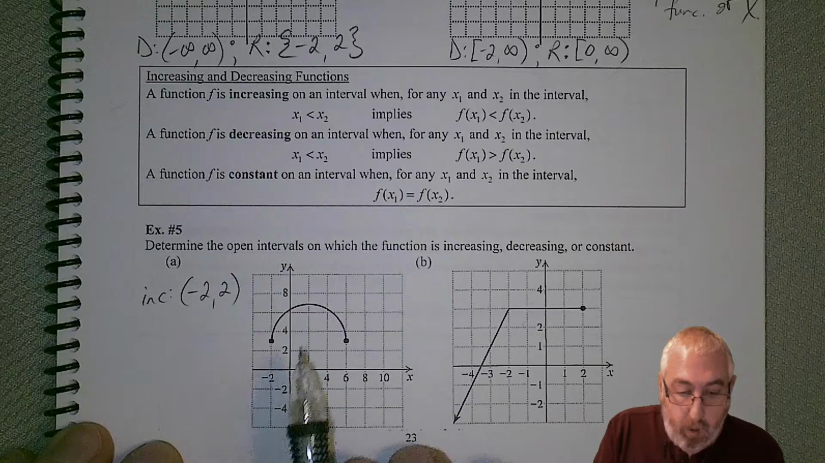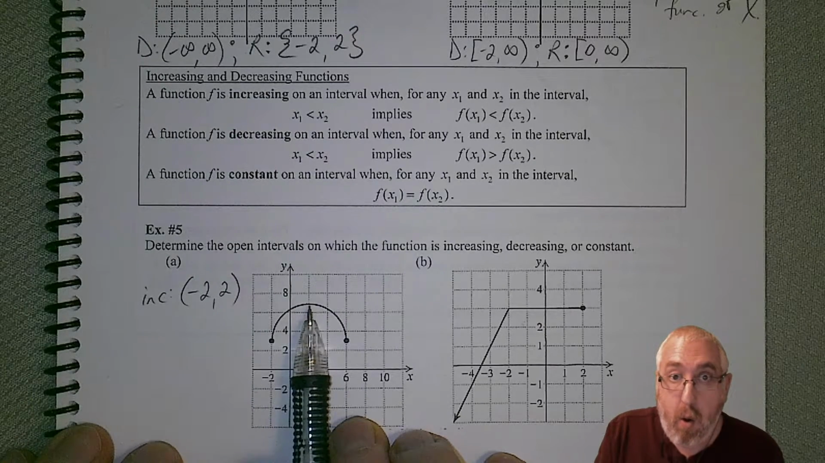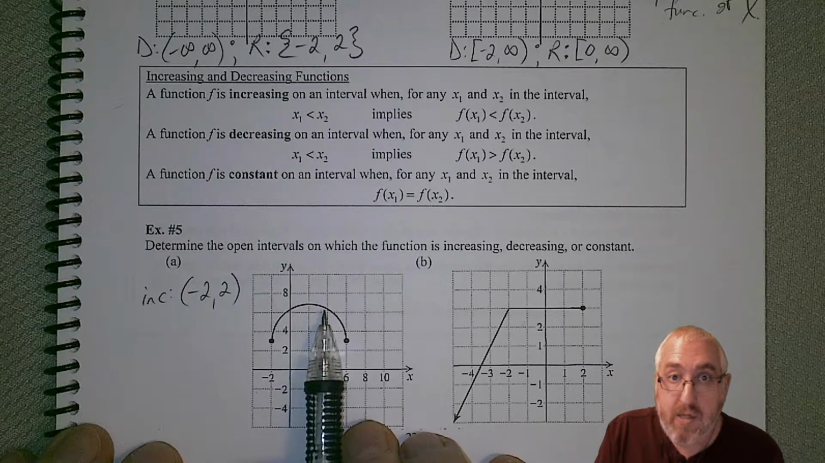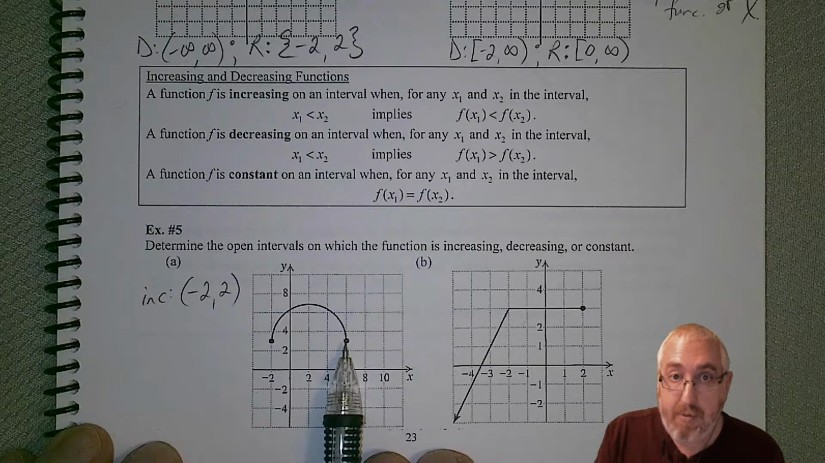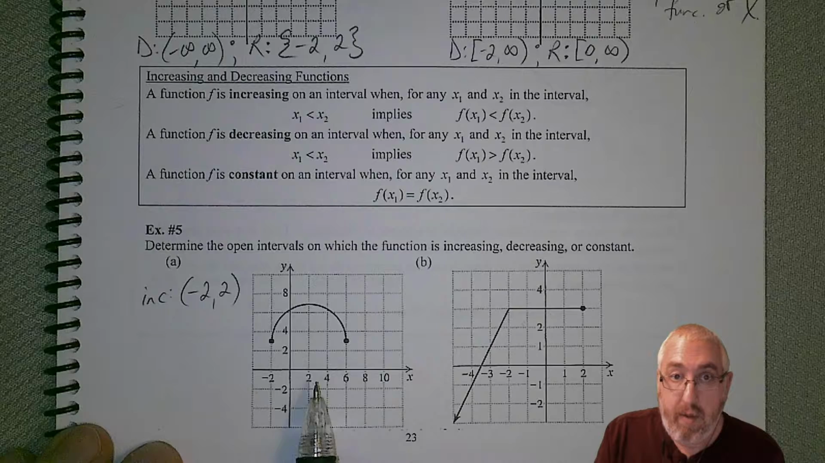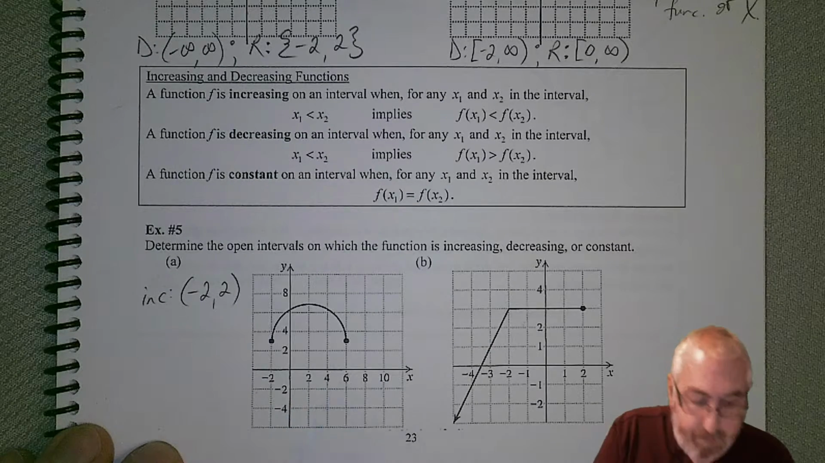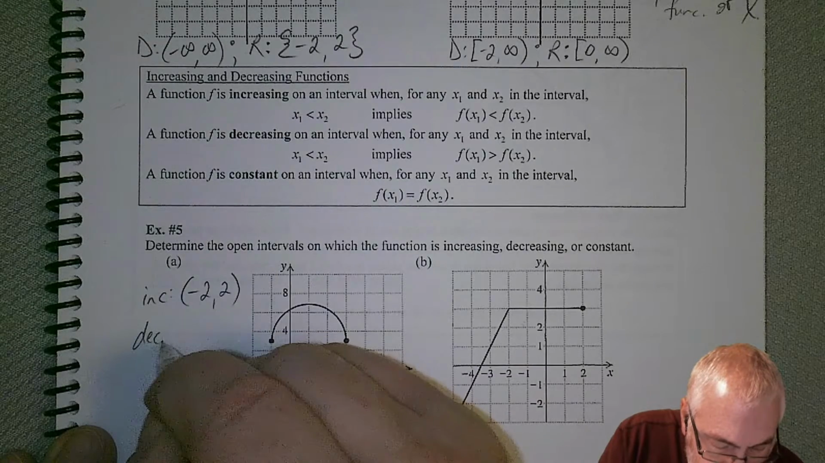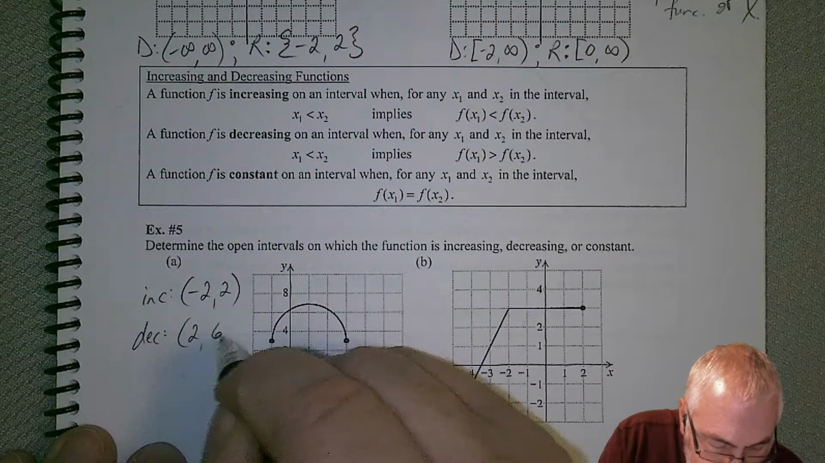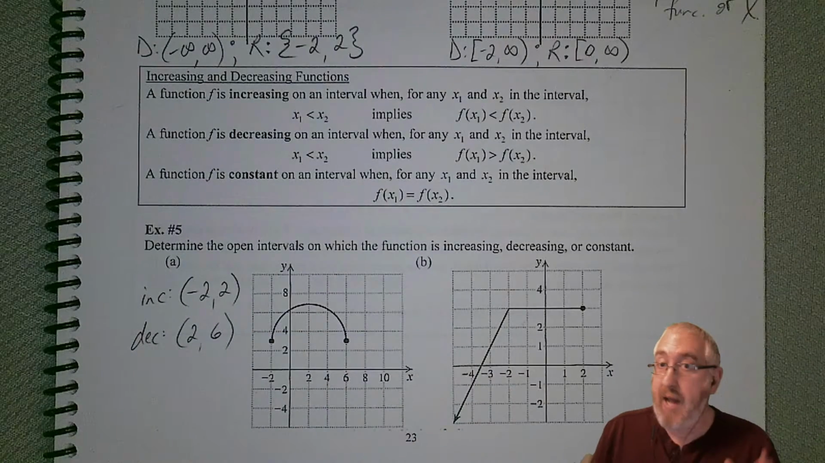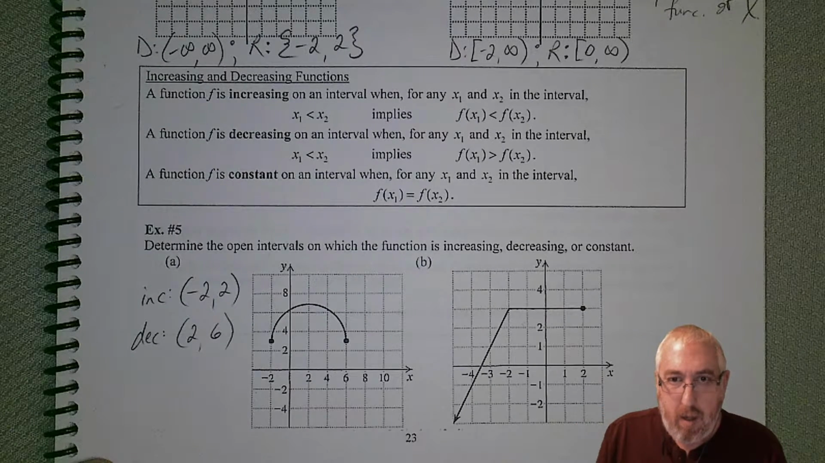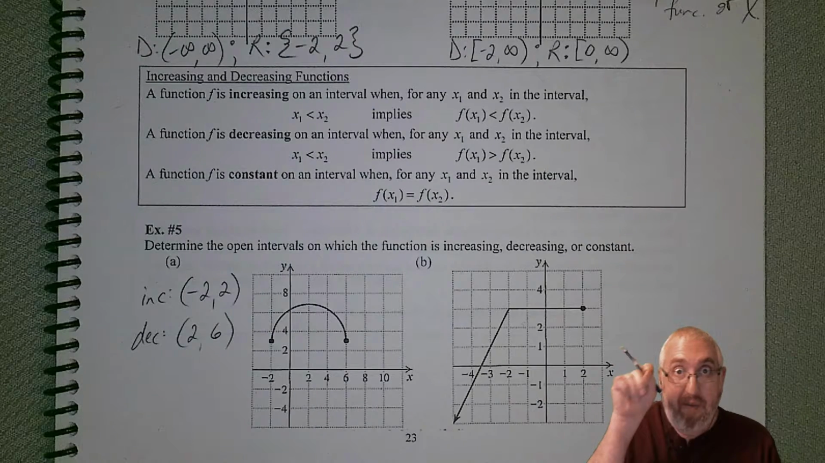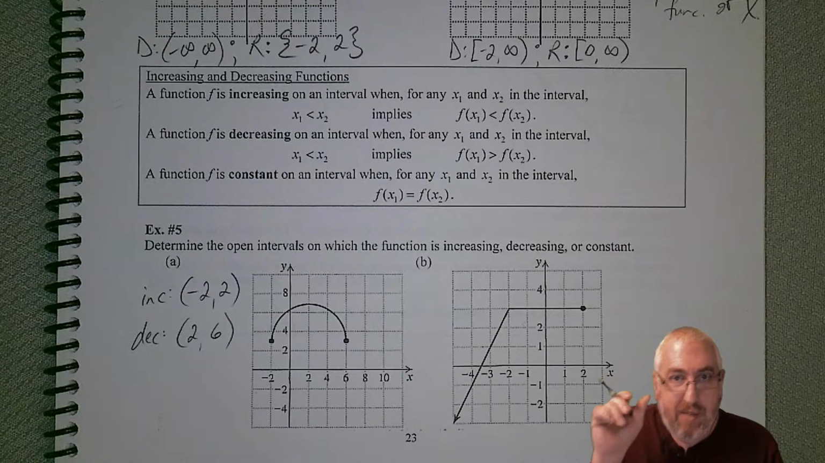And so once we get to 2 and start going further to the right, we can now see we're going downhill. So it's decreasing and it stops there. So the x values would start at 2 and end at 6. So 2 to 6. And again, we don't want to include those endpoints because it's a little so-so. It's hard to say at a specific point if it's increasing or decreasing.